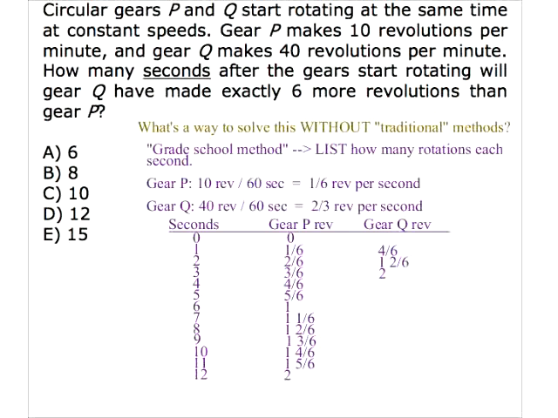2 and 4/6. 3 and 2/6, and 4. 4 and 4/6, 5 and 2/6, and 6. 6 and 4/6, 7 and 2/6, and 8. So 6 more revolutions is what we want. So that looks like the 12 seconds. 8 revs versus 2 revs. And so you're done.